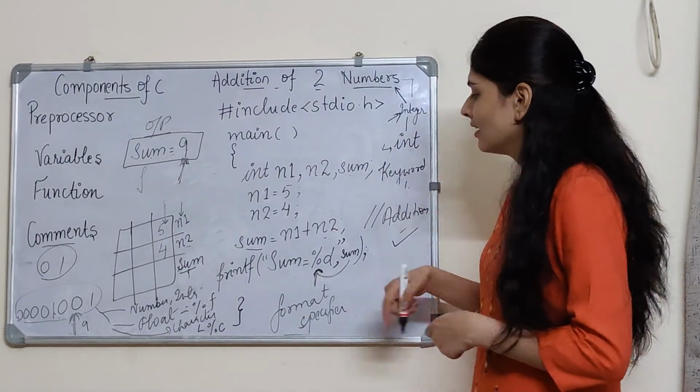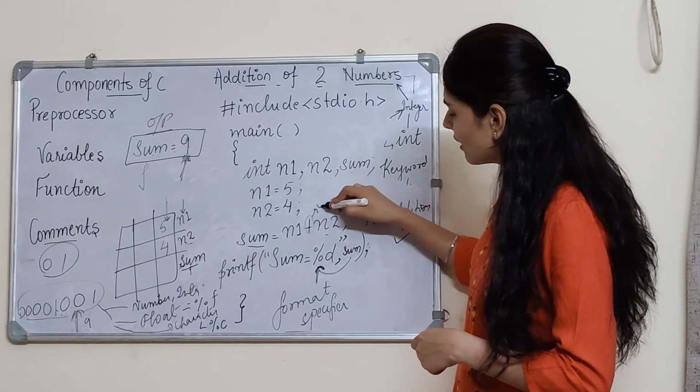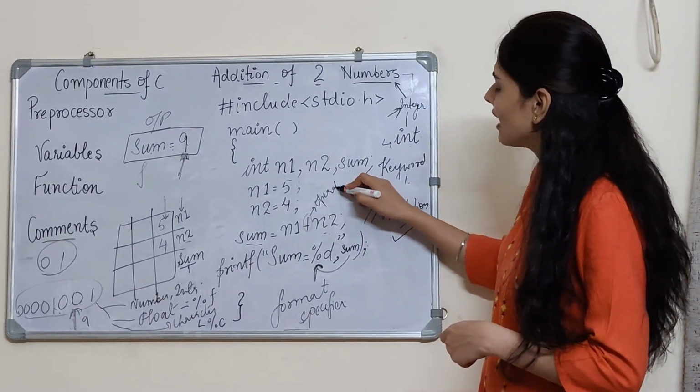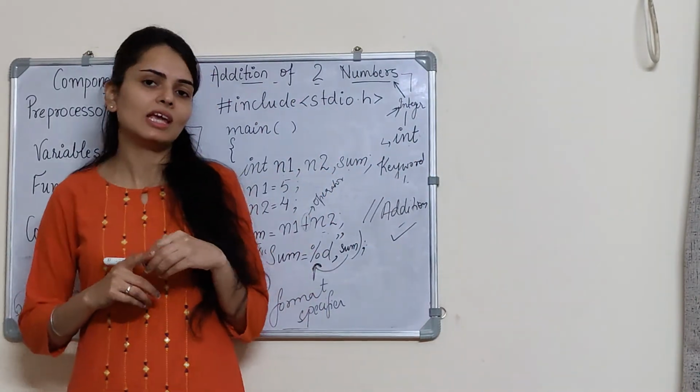Now after that we will understand, the operator that we have used over here is plus. After that we will understand what all other operators are there in C that we can use.